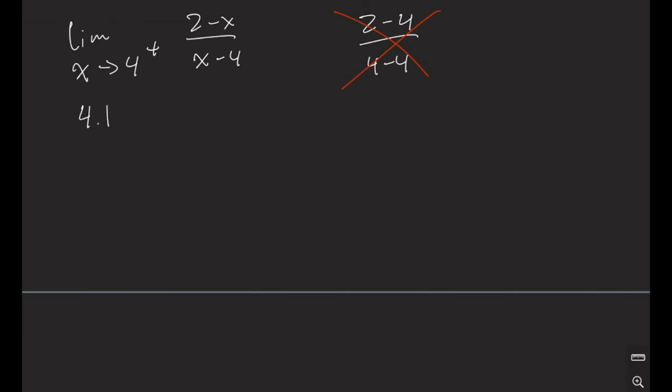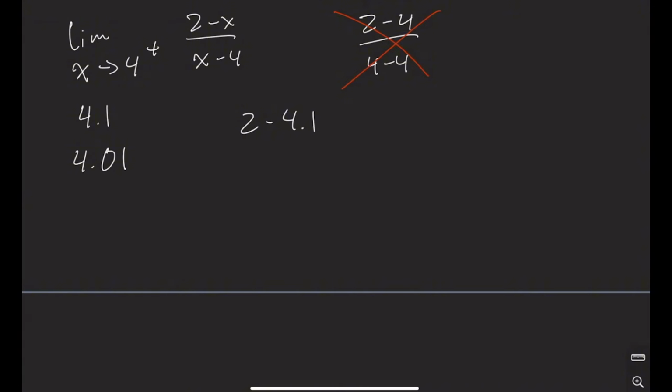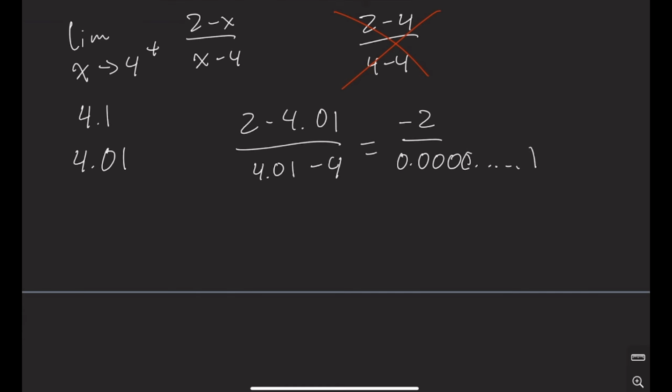Which means it'll get closer to 4, which means it'll be decreasing in value. So I might have x equal to 4.1, right? And 2 minus 4.1 divided by 4.1 minus 4 is going to be negative 2.1 divided by 0.1. And if I have 4.01, I'm going to get something very similar: 2 minus 4.01 divided by 4.01 minus 4. And as you can see, this top number is always going to be somewhat equal to negative 2. It's not exactly equal to it, but as we take the limit, the 4.000001 becomes negligible, and it basically becomes negative 2. Now notice on the bottom, I'm going to get a very, very small number. I'm going to get 0.000 all the way until I get 1. Okay, and that's the concept of a limit.